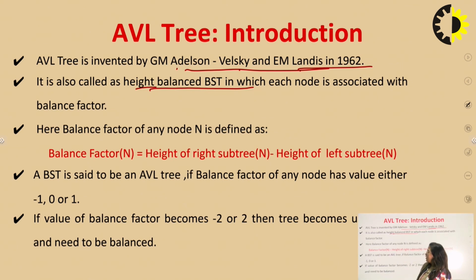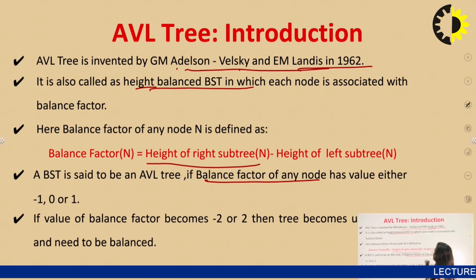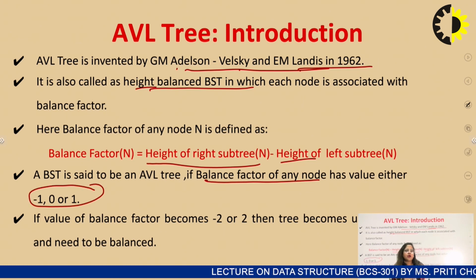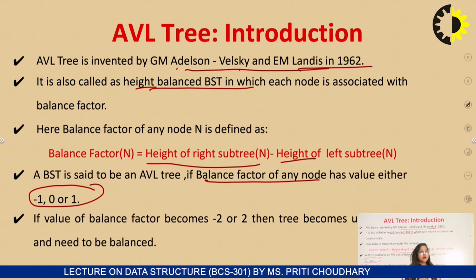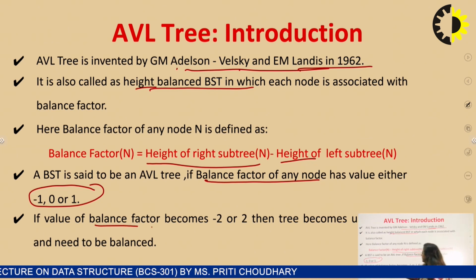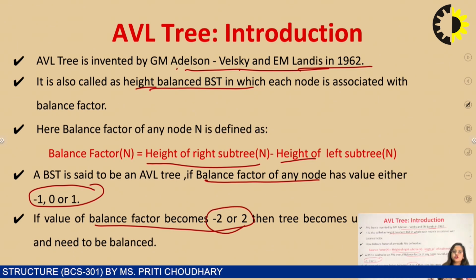So in an AVL tree we use different types of rotation, four types of rotation. According to the balance factor we use height of left subtree minus height of right subtree. So if the balance factor is 1, 0 or minus 1, it is okay, means there is no change. But if the balance factor is greater than 2 or less than minus 2, then at that time your tree is unbalanced and the tree needs to be balanced.